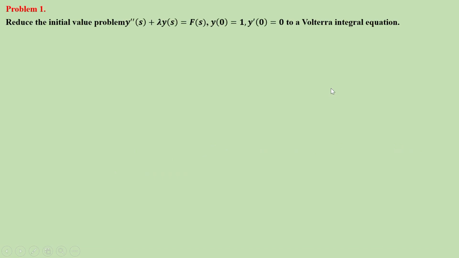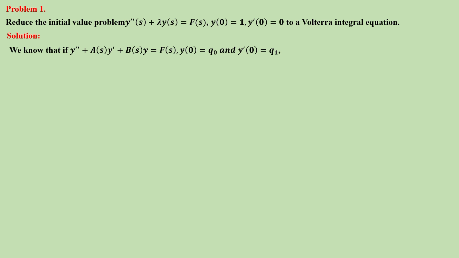Next problem, reduce the initial value problem y double dash of s plus lambda y of s equal to f of s, with y of 0 equal to 1 and y dash of 0 equal to 1, to a Volterra integral equation.